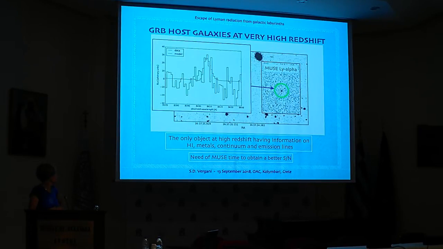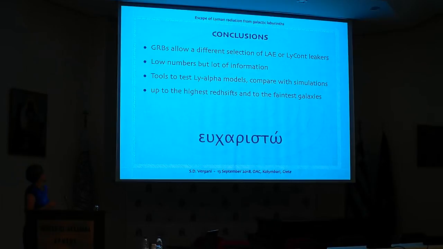So we hope to be able to complete our observations, also to look at whether we have a halo associated with this detection, and whether there are other Lyman alpha emitters at this redshift. We already detected one, not so far from this galaxy, so we hope to detect more. So I leave here my conclusions. I hope that I convinced you that gamma ray bursts allow a different selection of Lyman alpha emitters, or possibly also Lyman continuum leakers. We have low numbers, but within these few cases, we have a lot of information. So we hope to use it to test the Lyman alpha models and also to compare what we see with the simulations. And this population allows us to do these studies up to the highest redshifts and down to the faintest galaxies. Thank you.